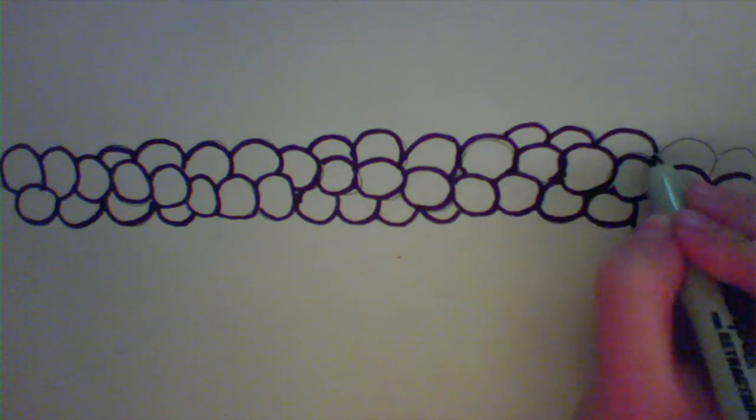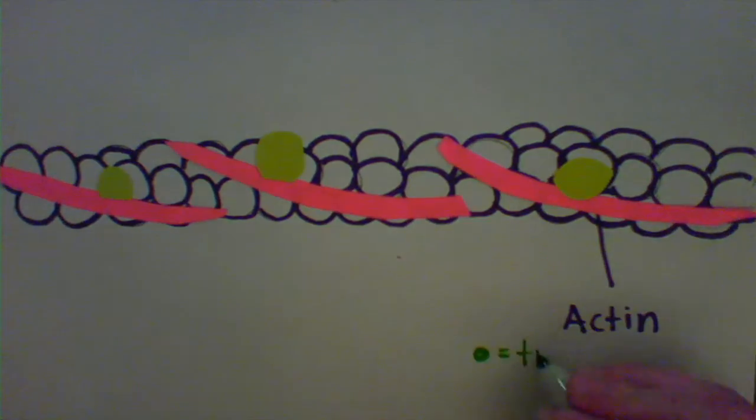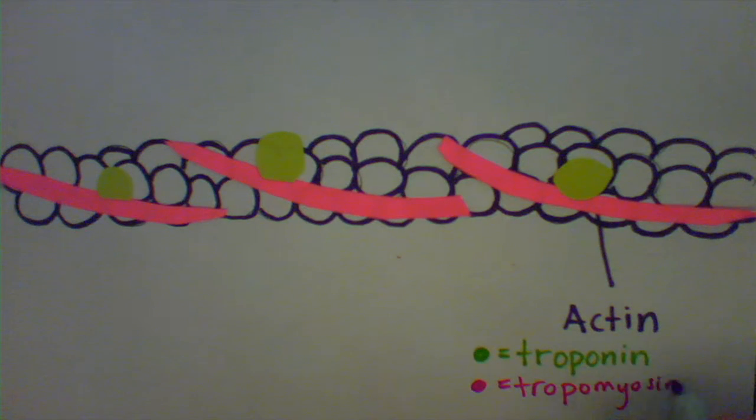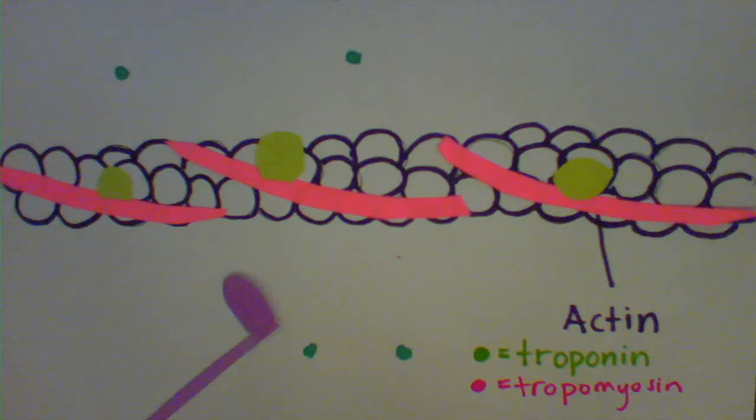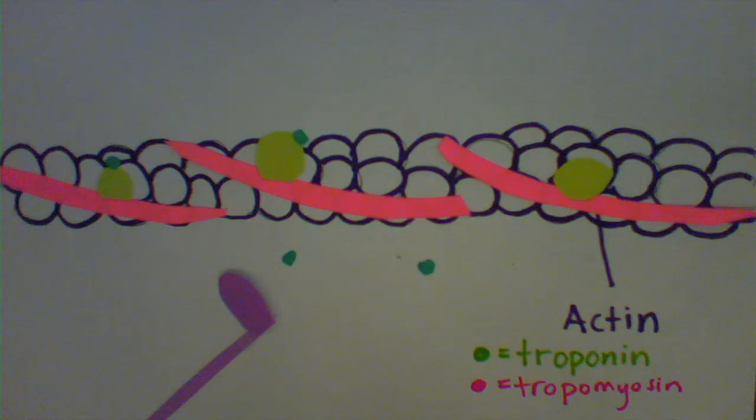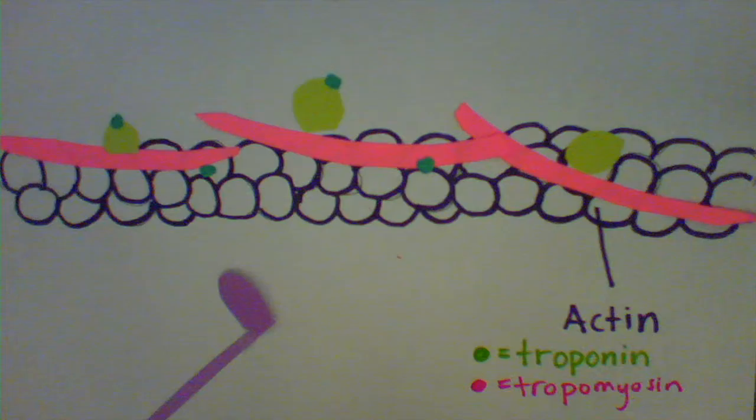Inside the sarcomere of the muscle cell is an actin filament with troponin and tropomyosin wound around it. Calcium ions that are stored inside the muscle are released as a result of the new action potential. These calcium ions then bond to troponin, altering its shape and exposing the actin filament.